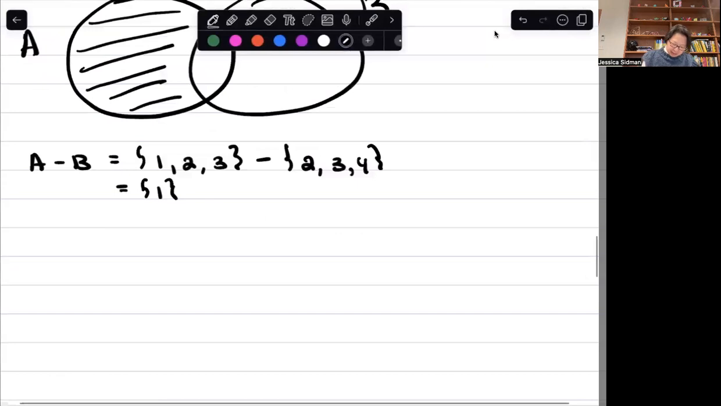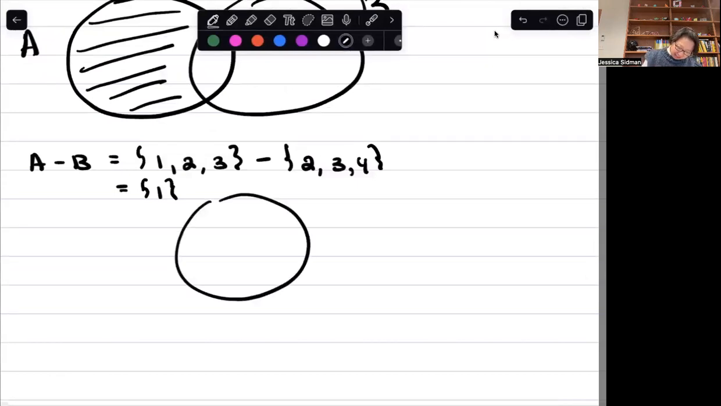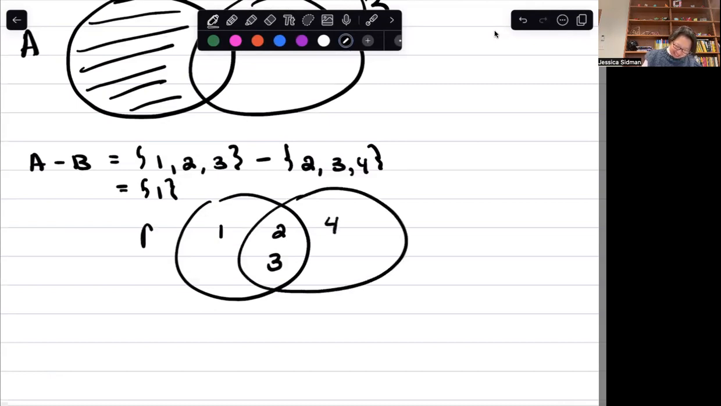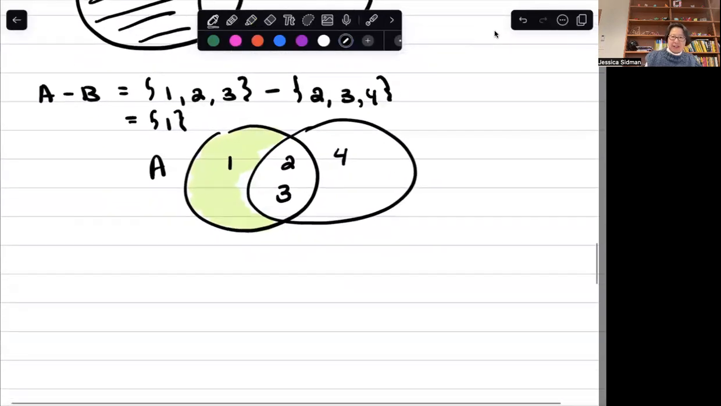I'm just going to be left with the element 1. Okay, so in that blob diagram form or Venn diagram form, here's A. It's the set {1, 2, 3}. Here's B, which is the set {2, 3, 4}. And what I'm left with when I do A minus B is just the set containing 1. Okay.